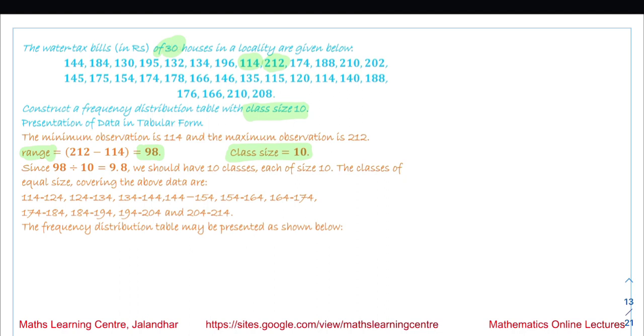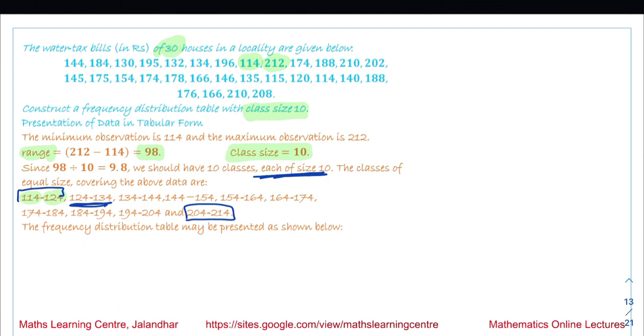Suppose we are starting with the value 114. The next value will be 124. Why? Because the class size is given to be 10. Next will be 124 to 134, and continuing in this way, the last value will be 204 to 214. This is one of the methods to write.